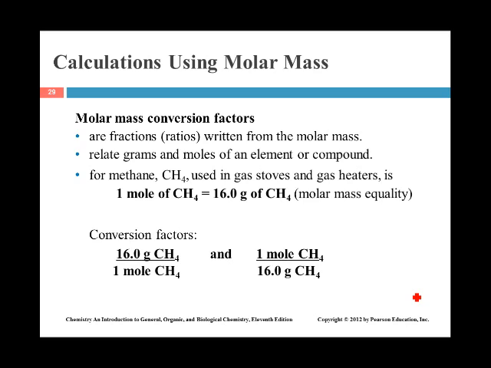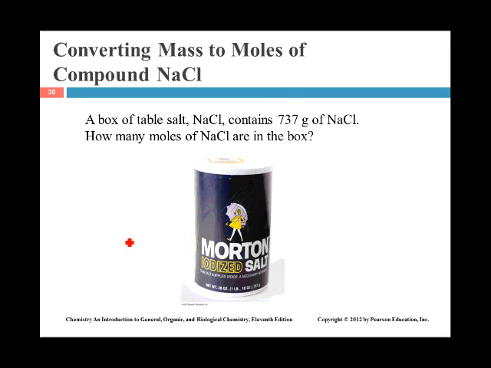Alright, now, you notice that I kept saying grams per mole, or that equals 1 mole? Well, just like with all other conversions, we can use those as conversion factors, which means we can set them up as fractions just like we were doing in the previous chapters. So if we take a look at this, we have 737 grams of sodium chloride in this box. We want to know how many moles that is.